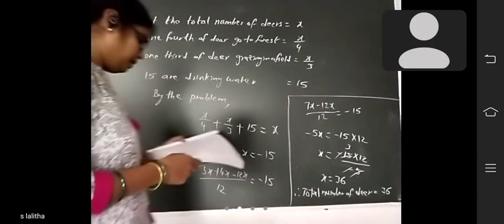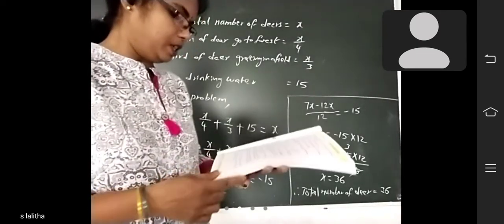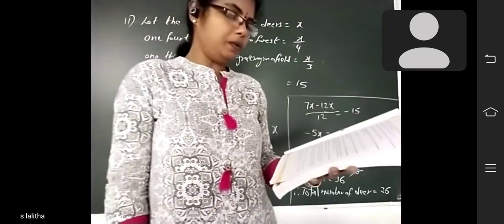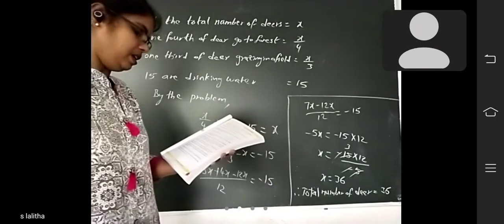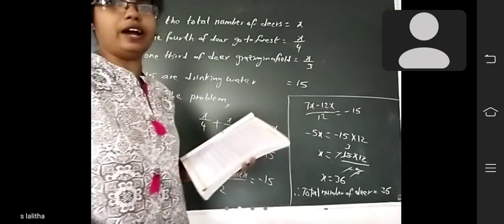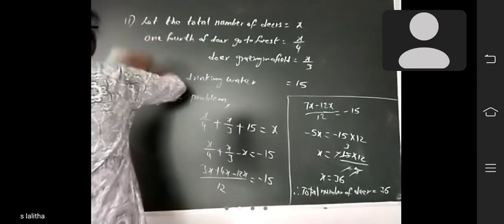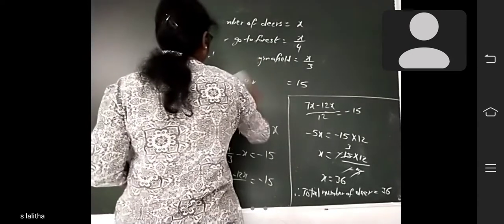The next question, Seema. By selling a radio for rupees 903, a shopkeeper gains 5%. Find the cost price of the radio. So selling price is given and gain is also given. You have to find the cost price of that radio. So can you find, children?